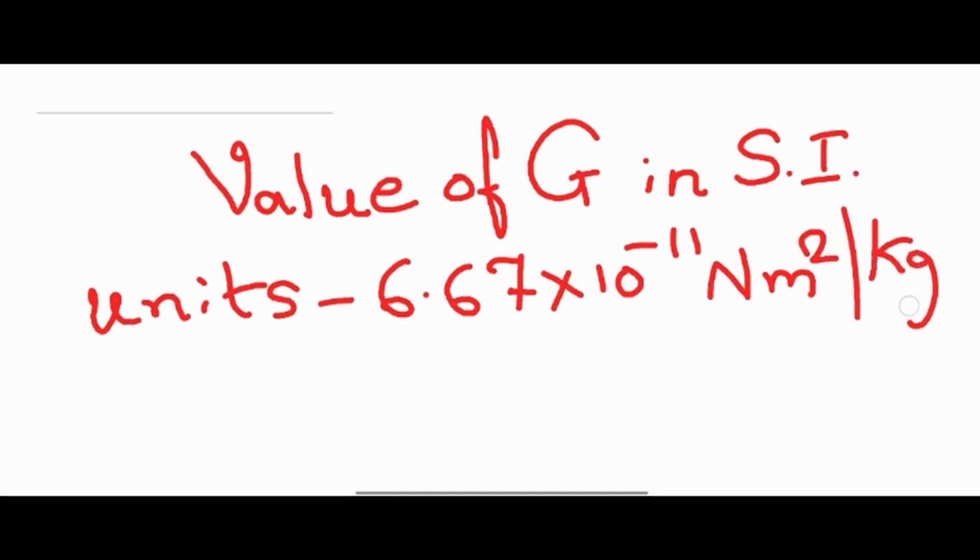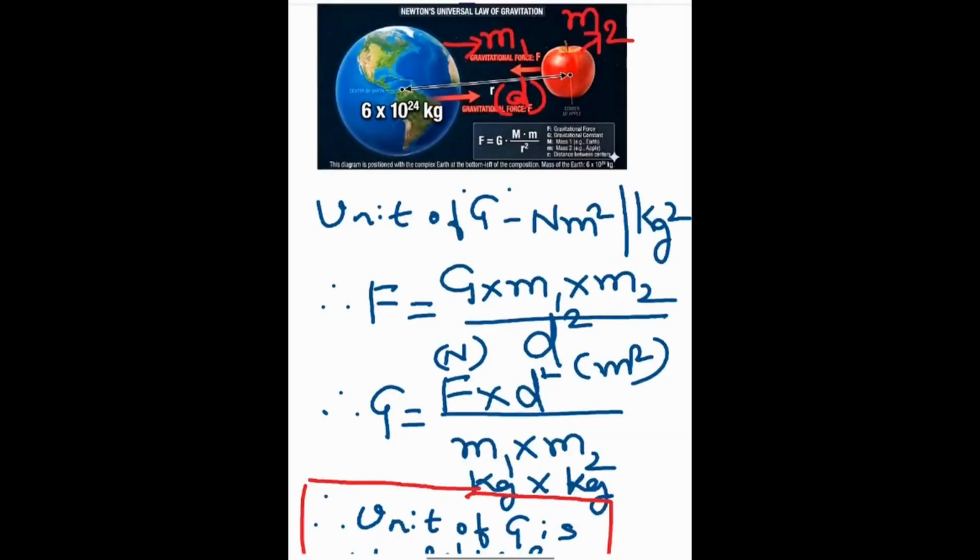Value of G in SI unit is 6.67 into 10 raised to minus 11 Newton meter square per kg square. Force of gravity का equation है G into m1 into m2 upon d square. From this equation, G is equal to force of gravity into d square upon m1 into m2.